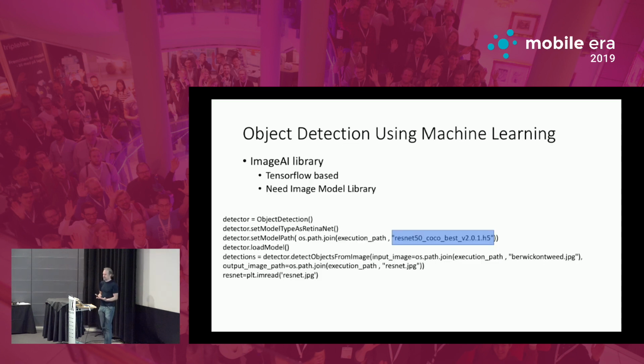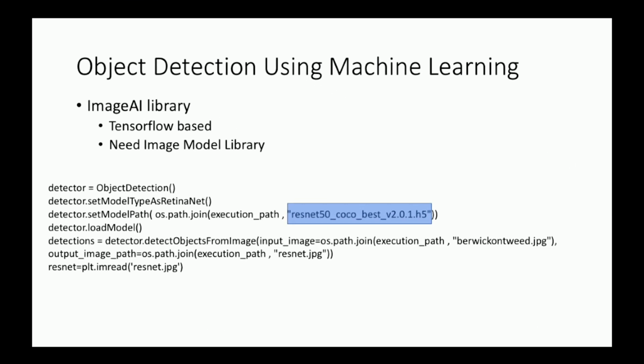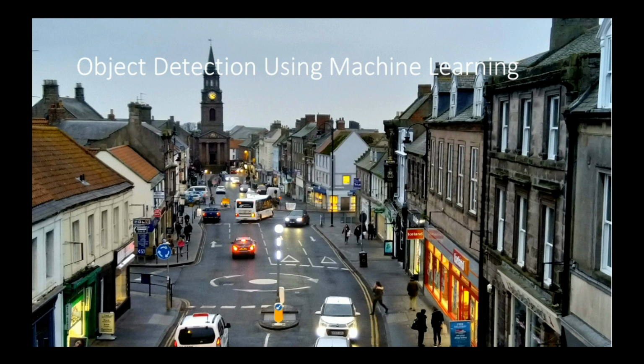So how can we do object detection? Let's do an example. This is the ImageAI library, and if you just Google ImageAI Medium, you'll find a tutorial that will walk you through this. It's TensorFlow based, and you give it an image model library. In this case, I'm using the ResNet 50 library. You write a little bit of Python. And what does it do?